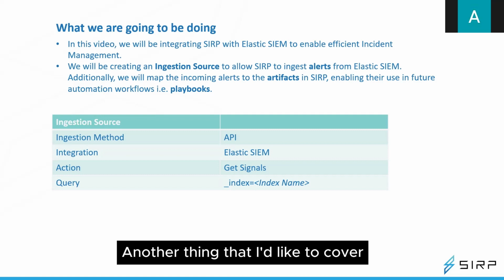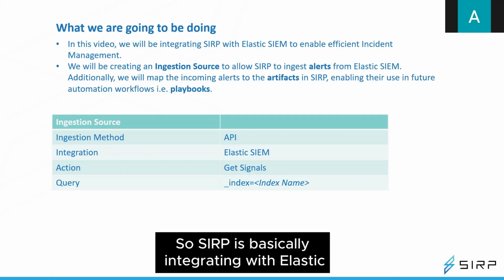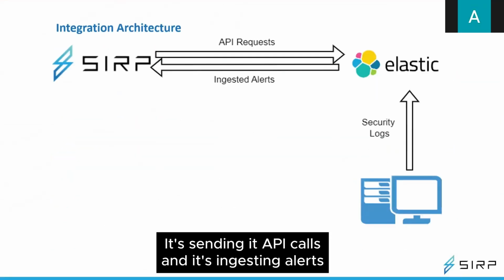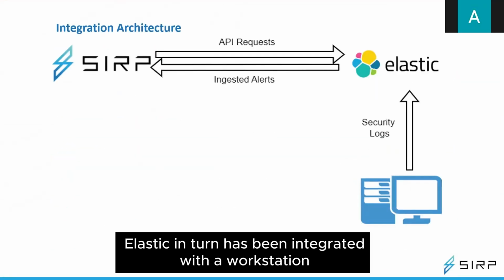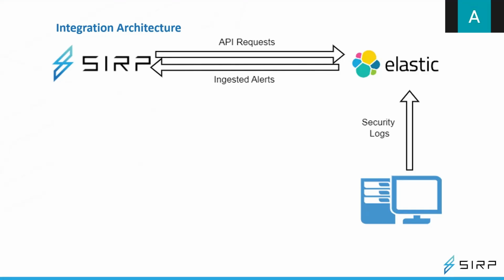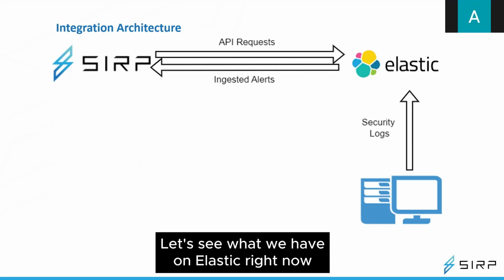Another thing that I'd like to cover is the architecture here. So SIRP is basically integrating with Elastic. It's sending it API calls, and it's ingesting alerts in turn. Elastic, in turn, has been integrated with a workstation, which is sending it all of its security logs. I've enabled some built-in rules on Elastic to generate some alerts. So let's see what we have on Elastic right now.